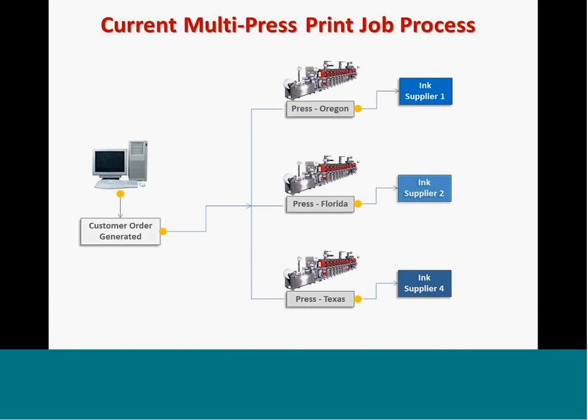So let me review the current process. This is a very simplistic diagram of what happens when a customer order is generated. Basically, it's generated, the job is created, and distributed, in this example, to Oregon, Florida, and Texas. The individual print facilities will go out and, based on the customer requirements, have ink formulated for that job. Now, as you may understand, when you're using different ink suppliers at different locations to formulate ink, it will not always formulate to the same values.